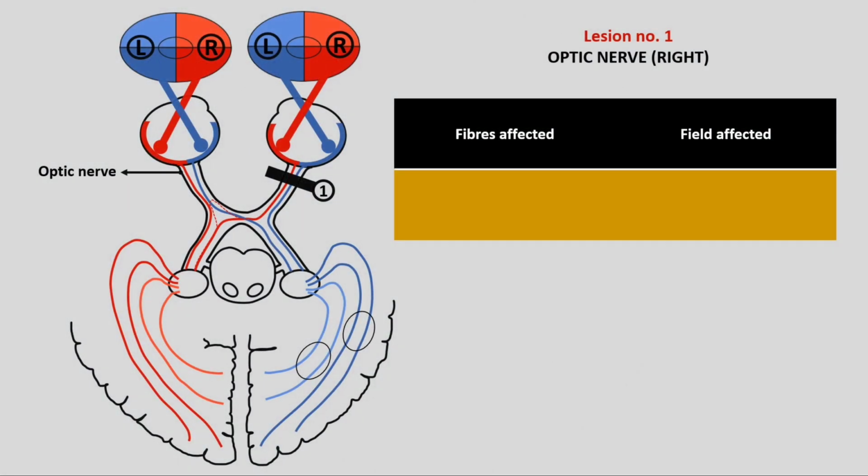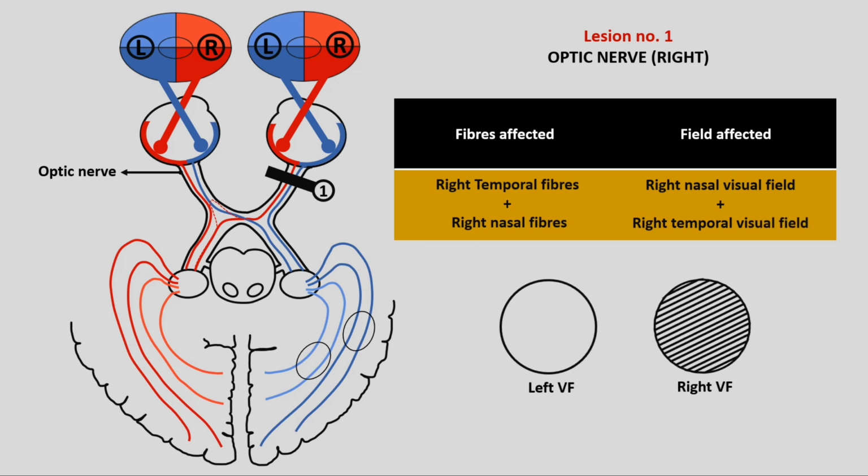So here is lesion number 1, that is of the optic nerve close to the eyeball. And what happens when I have a lesion at the optic nerve? For that I'll go step by step. First look for the fibers that are affected. So the right optic nerve is going to have fibers from the same side, and that are temporal and nasal fibers of the right eye, which does not allow any information to pass through it, which ultimately leads to complete loss of nasal and temporal visual field of the right eye, which is known as right anopia, where anopia means blindness.